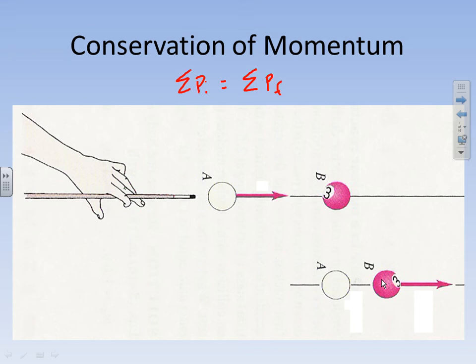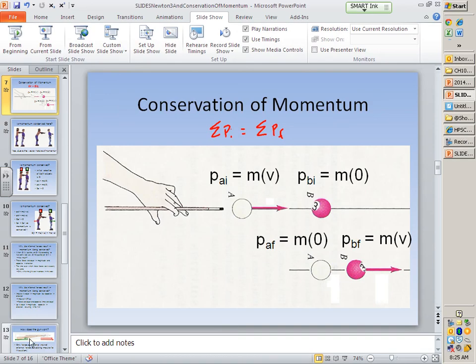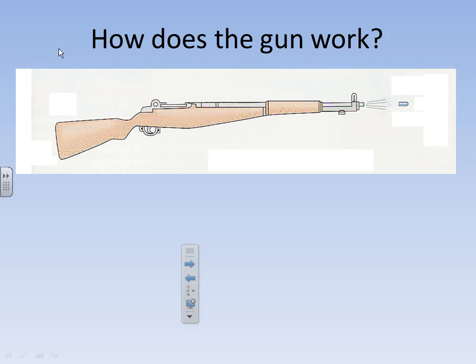Okay? But let's talk about a situation. I'm going to jump ahead here a little bit. I don't know if you guys even have this in your notes. I'm not sure. Do you guys have a gun on the back here? Yeah. Oh, there it is. Okay. All right.